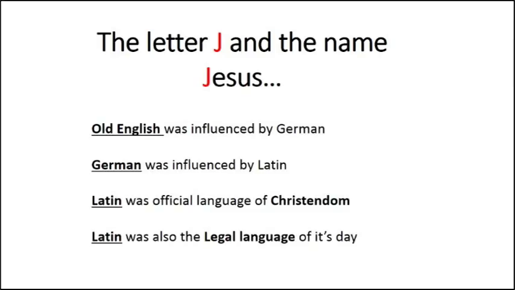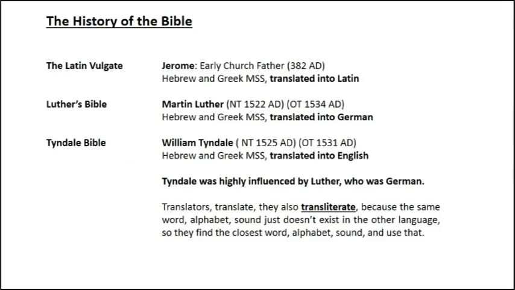Understanding the origins of the English language is paramount to this study because it affects the way in which we understand and read the Bible. Ultimately, our goal is to find out how the letter J ended up in the name Jesus. Before we start, we're going to take a quick look at the history of the English Bible. Not all Bibles are listed here. For example, the Wycliffe Bible is not listed here because it's just not relevant to this study.